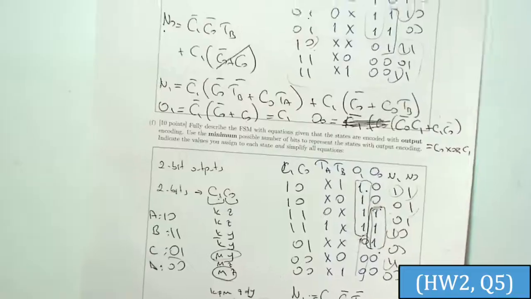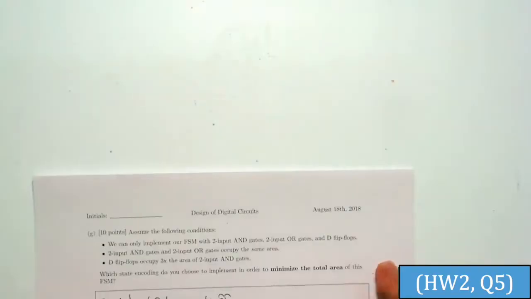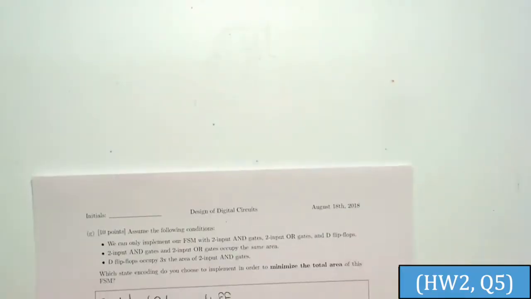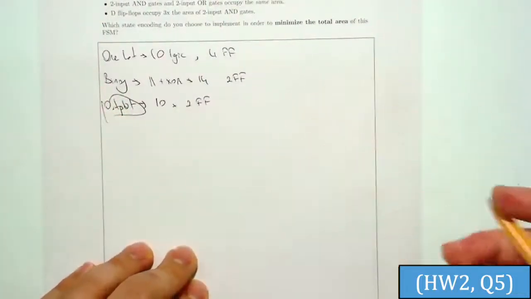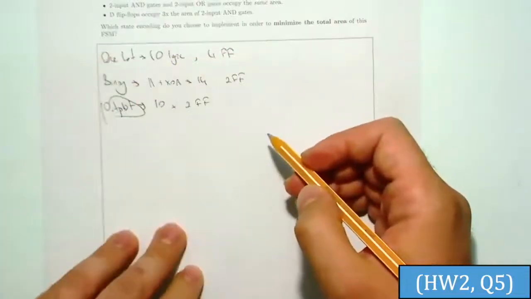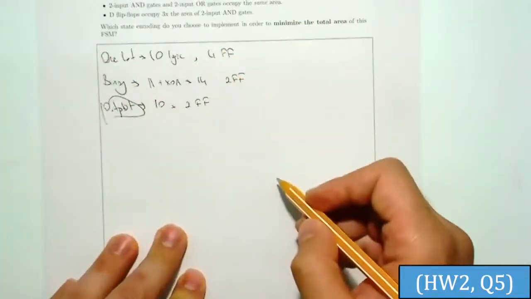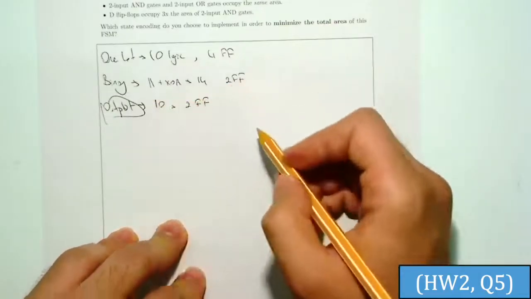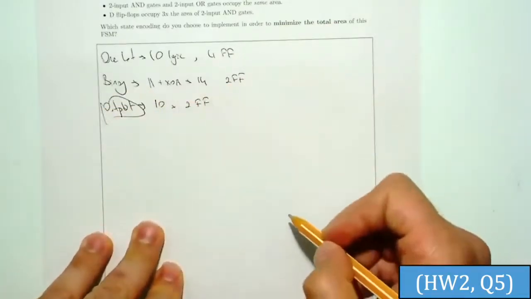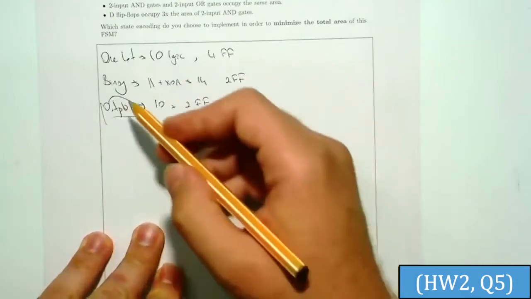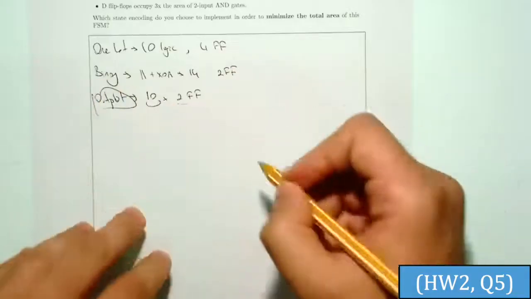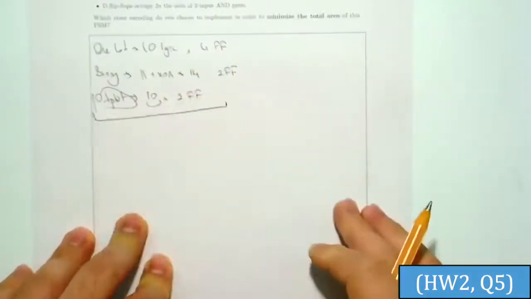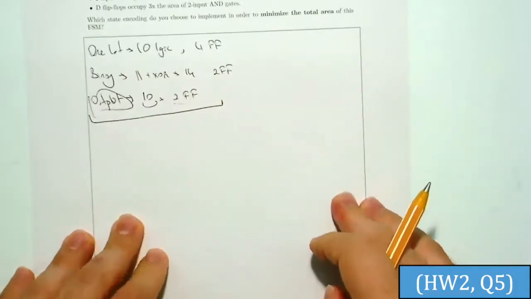The last question asks, right? So the last question says that, so which one would you choose to minimize the total array of this FSM? So if you count the number of logics in the Boolean equation that I write, you'll see that we have 10 logic units for one hot encoding, and I have 2 bits to represent the states. And for binary, I have 11 plus XOR. This would make 14 and 2 flip-flops. And for output encoding, I have again 10 logic units and 2 flip-flops. So in that manner, using output encoding makes sense over the others.